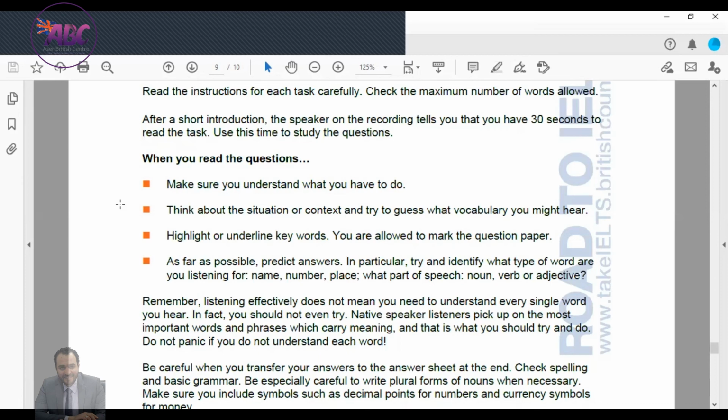Remember, listening effectively does not mean you need to understand every single word you hear. Actually, some words you'll hear will be strange to you. There's no problem with that. You should pay attention to the context, not every single word.